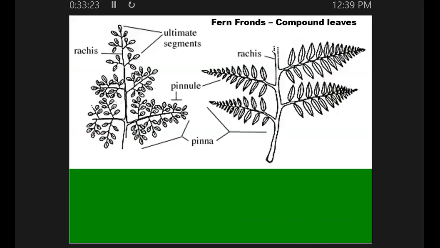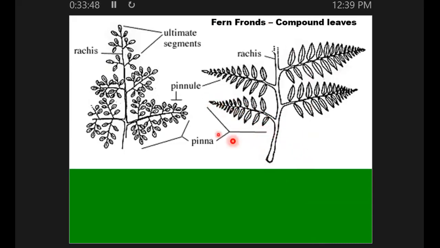So when you look at a fern frond, they're technically compound leaves. And really that's what I want you to know, okay, they're compound leaves. And then the only other word on here that I'd like you to think about is pinna. So when you look at one of the leaflets, essentially, that whole thing is called a pinna. Other than that, I don't really care that you know the other stuff on here.